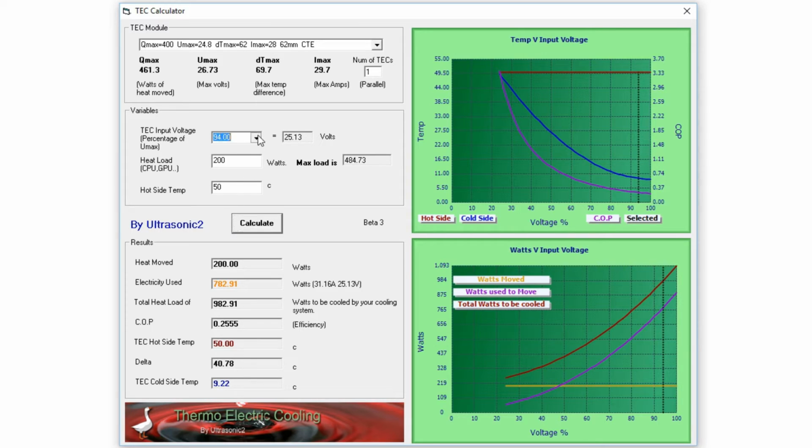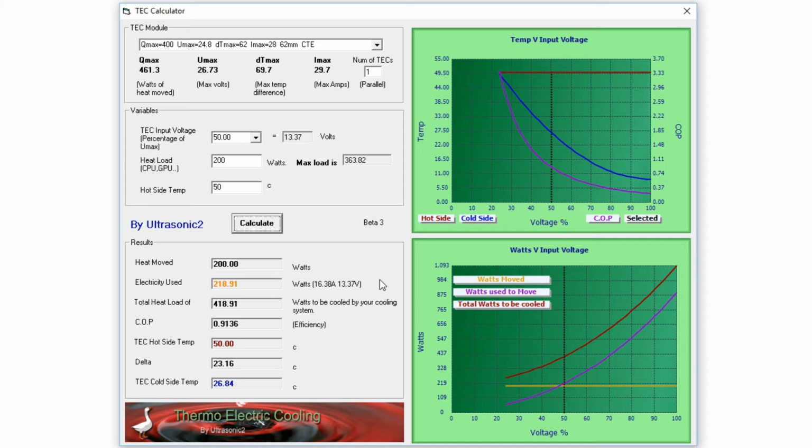So if we reduce the input voltage to 50%, we're going to move that line to here. And that's the COP on the right hand side, temperatures on the left, percentage of inputs along the bottom, and as you can see COP's almost 1, which is 100% if you're into efficiency, but it's technically COP. We're going to cover that later. So that is the TEC calculator.